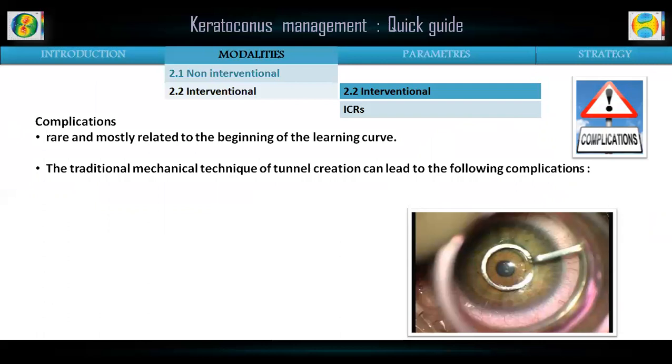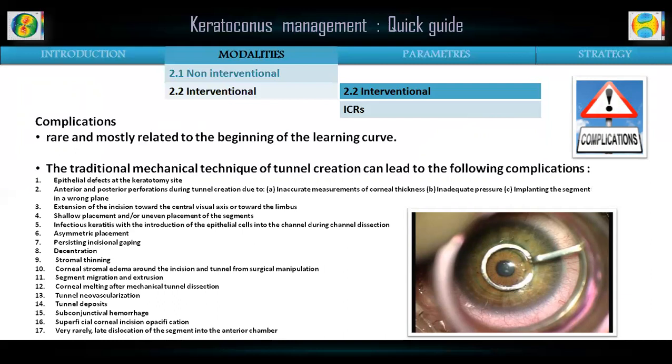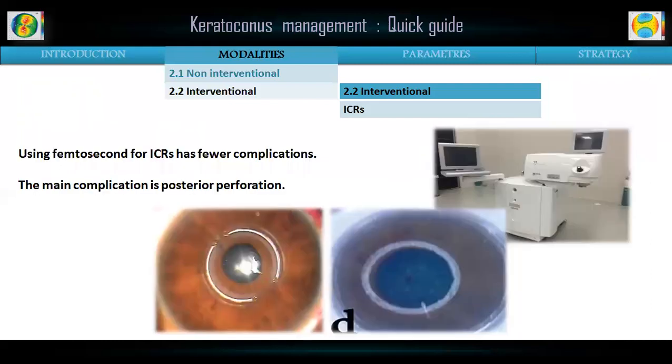The complications of intracorneal rings are rare and mostly related to the beginning of the learning curve. The traditional mechanical technique of tunnel creation can lead to many complications, but using femtosecond laser for creation of the tunnel has fewer complications, and the main one is posterior perforation.